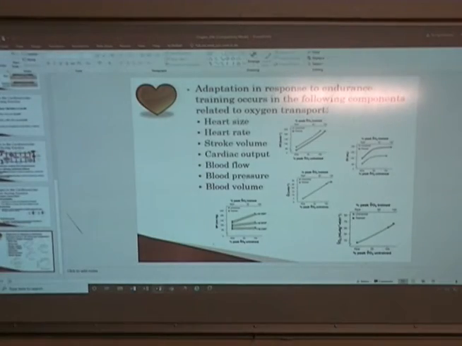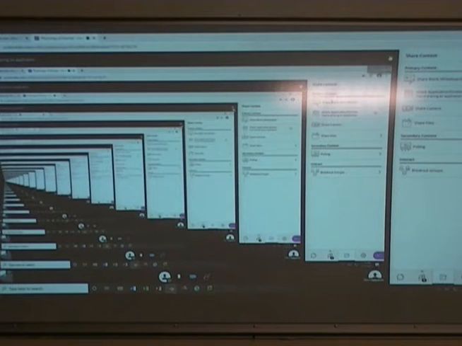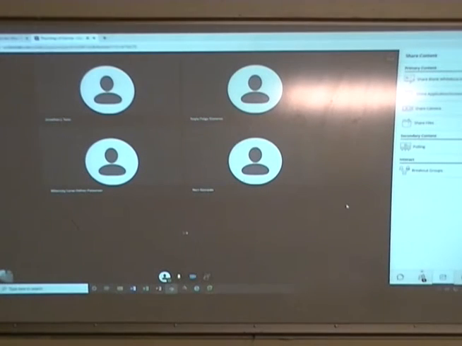So, I've been looking through chapter 7, and it has some additional information that I thought might be interesting to try to cover.